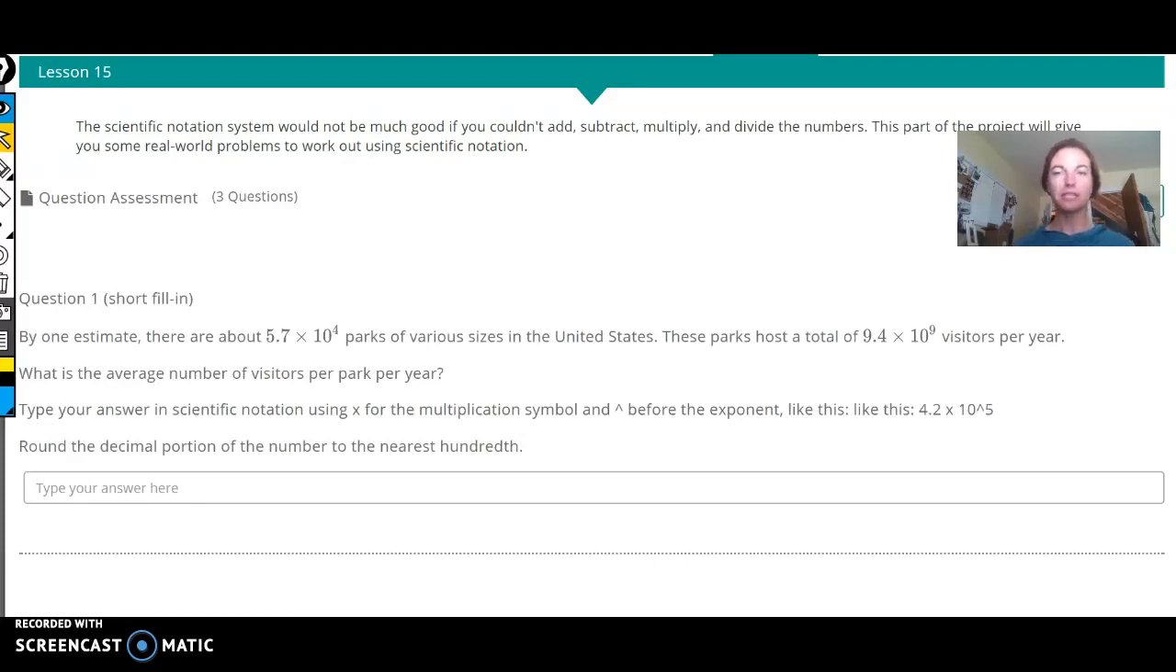And here's the background. The scientific notation system would not be much good if you couldn't add, subtract, multiply, and divide the numbers. This part of the project will give you some real-world problems to work out using scientific notation. Okay, question 1.